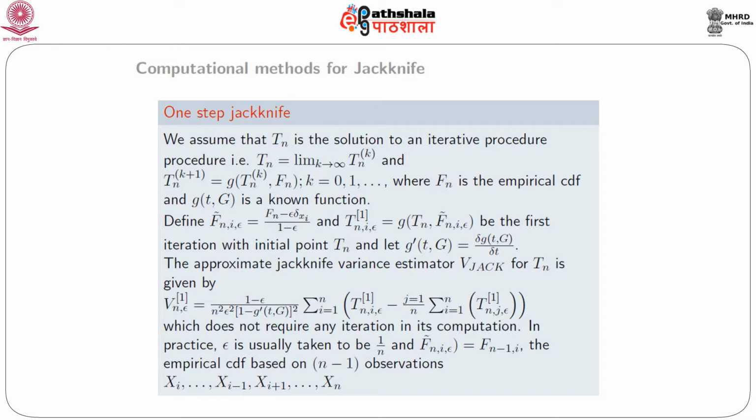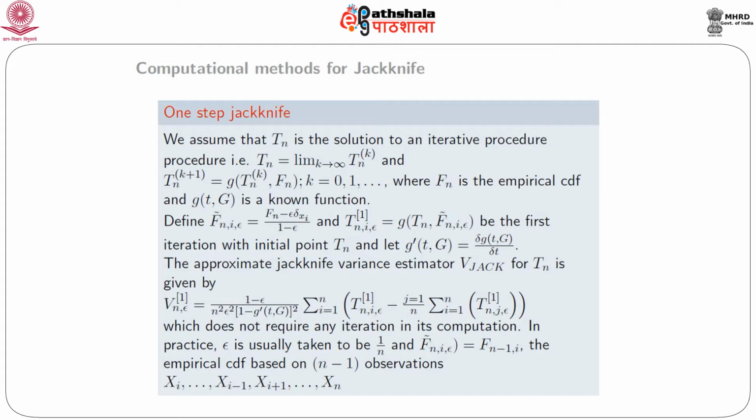So, in the one step jackknife procedure, we assume here that the statistic Tn is the solution to an iterative procedure, that is Tn is the limit as k tends to infinity of Tn,k, where Tn,k+1 is g(Tn,k, Fn), k equal to 0, 1, 2, and so on, where Fn is the empirical CDF and g is a known function. Now, if we define F̃n,i(ε) as ((Fn − ε δ_xi) / (1 − ε)), and Tn,i(ε) with superscript 1 as g(Tn, F̃n,i(ε)), where this 1 signifies the first iteration with initial points Tn, i equal to 1 to n, and let g'(t, F) be ∂g/∂t, the derivative of g(t, F) with respect to t.